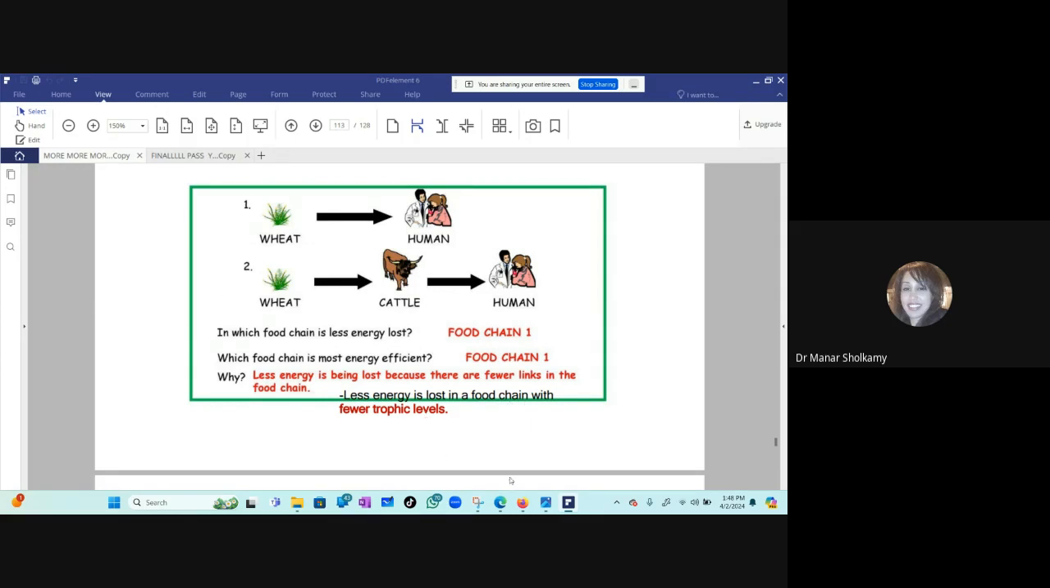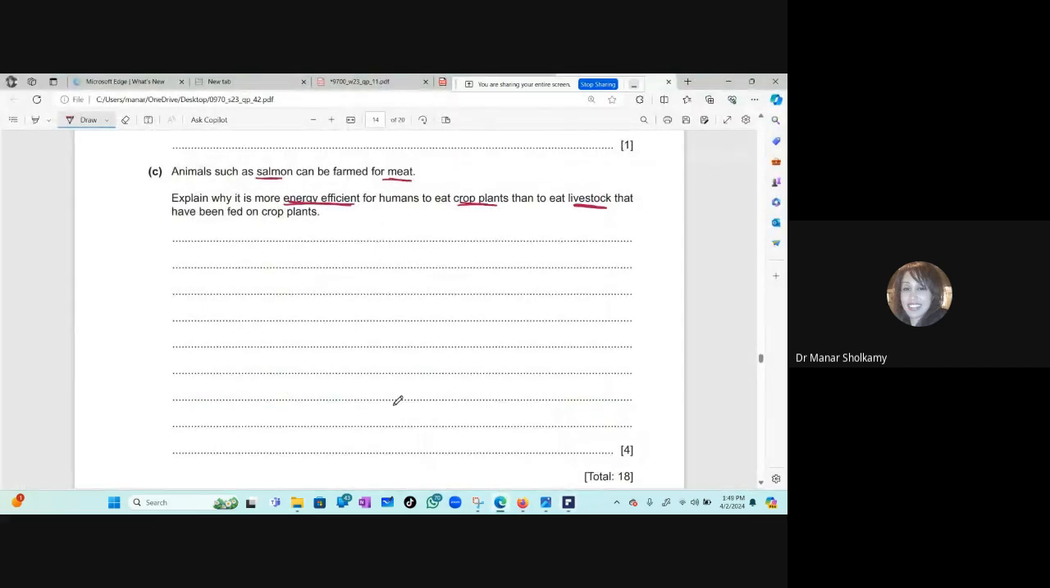So hopefully you will remember this. You need to study really well and study all the details. So it will be more energy efficient for the humans to eat the crop plants because in this case, the human will be the herbivore. And the food chain will include only two trophic levels, the plant eaten directly by the human. So I will have fewer trophic levels and less energy loss, or more energy loss?